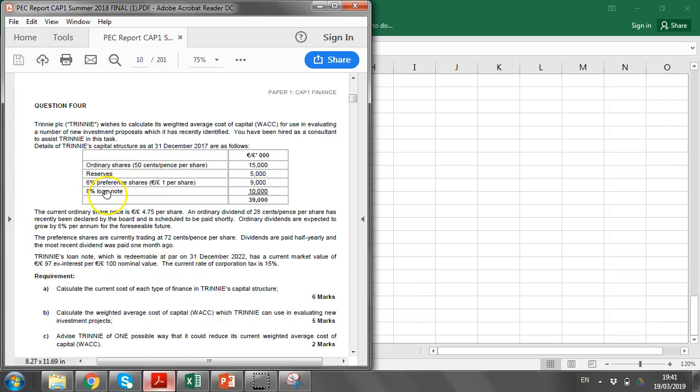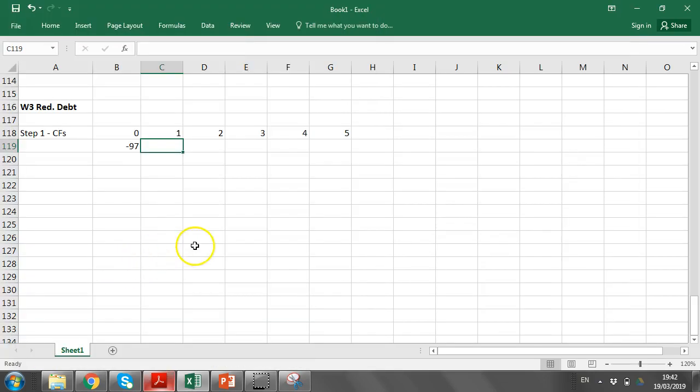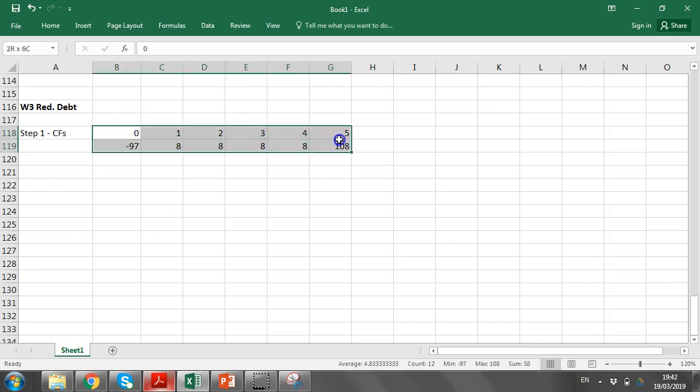it's an 8% loan note, so it's redeemable. That means it's going to be €8 each year in interest. It's 8% of the nominal amount each time. So it's 8, 8, 8, 8, and the last one is 108. Because you get back the 100 and you also get back the interest. So that's your starting point, is list out the cash flows each year.